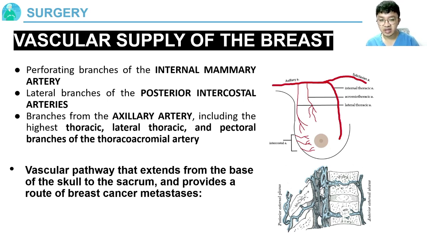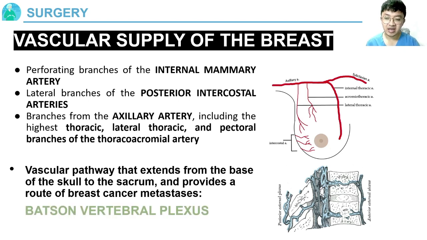Just a recall question: a vascular pathway that extends from the base of the skull to the sacrum and provides a route of breast cancer metastasis, especially to the thoracic spine. You have Batson's vertebral plexus. Again, Batson's vertebral plexus is a vascular pathway that extends from the base of the skull to the sacrum.